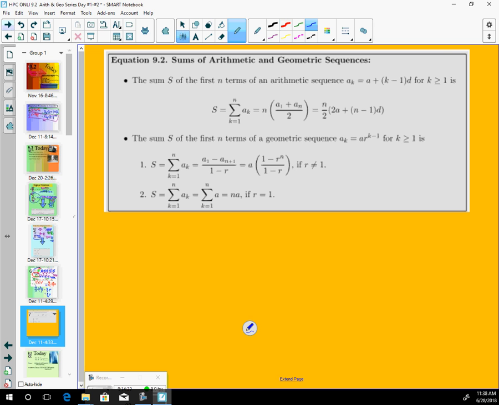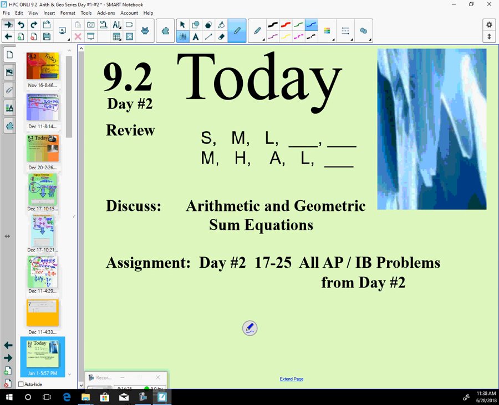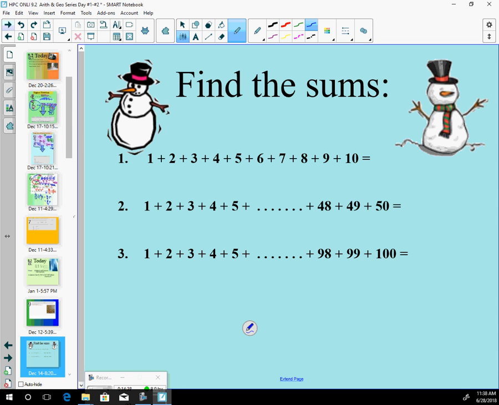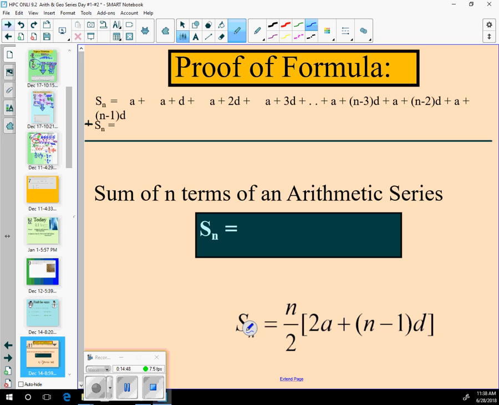All right, so with those sums, what we want to do next is figure out a formula for generating the sum of an arithmetic and the sum of a geometric. So the sum of an arithmetic we're going to do first. S sub n is equal to a plus d, a plus 2d, a plus 3d, all the way to a plus n minus 1 times d.